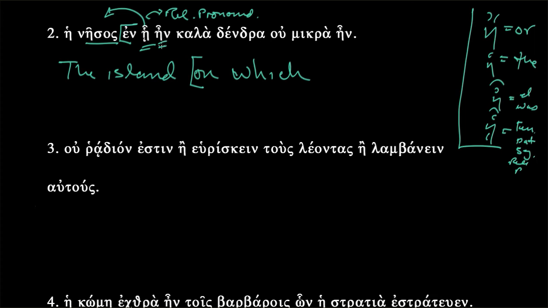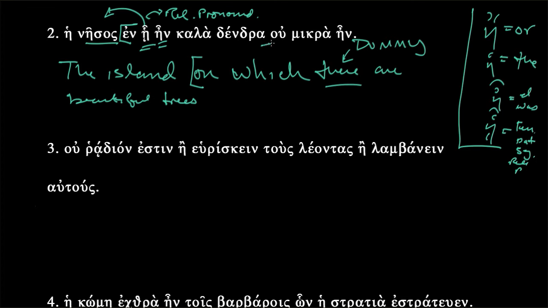Why is it singular? Well, that's because neuter nouns, when they're the subject of the sentence, even when they're plural, take a singular verb. So on which there are beautiful trees. More literally, we might say on which beautiful trees exist. But in English, we tend to use this kind of dummy filler, there, as a placeholder to say there are beautiful trees. And then that's going to be the end of our relative clause, because now we're going back to Mikra, talking about the Nasos, the island.